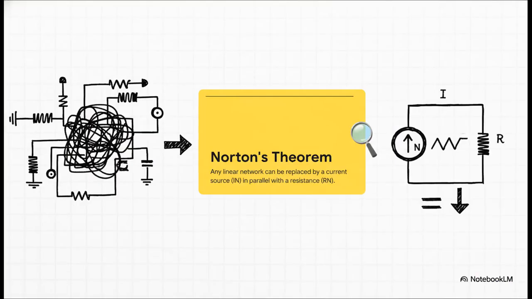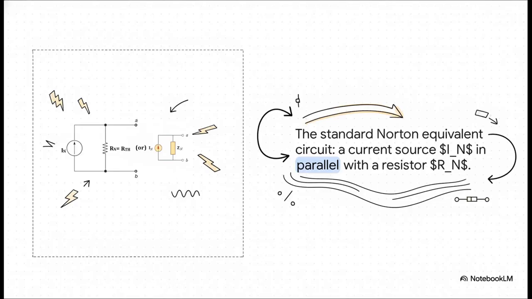Okay, so here's the official textbook definition of Norton's theorem. It says any linear network, I don't care how complicated it is, can be swapped out for just two things: a single current source, which we call I sub N, sitting in parallel with a single resistor, R sub N. That's it. And this is what it looks like.